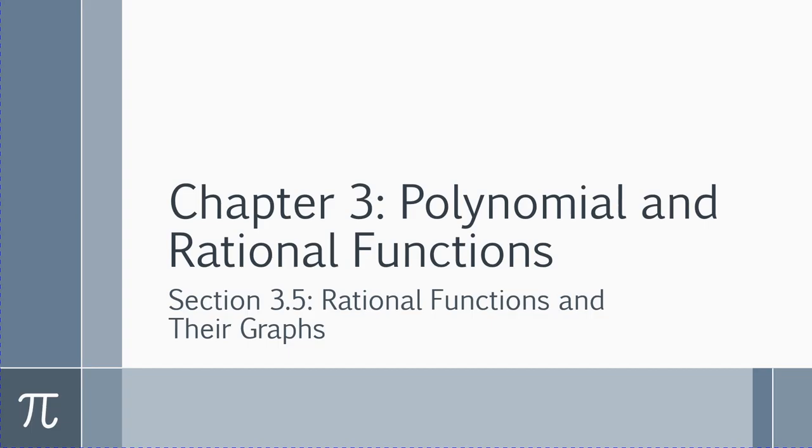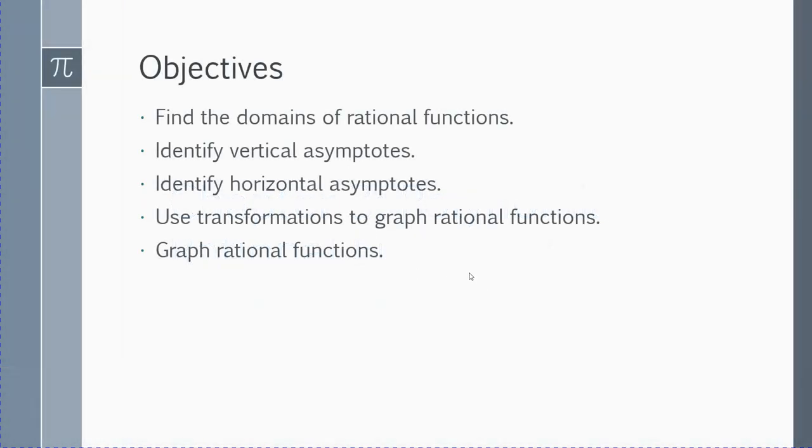In this lecture, we're going to talk about rational functions and their graphs. I'll do a review of exactly what rational functions are in a second, but let me break down what this lecture series is going to be about. Our objectives: the first thing we're going to talk about is how you find the domains of rational functions and identify what are called vertical and horizontal asymptotes. So this I'm going to break into the first video lecture.